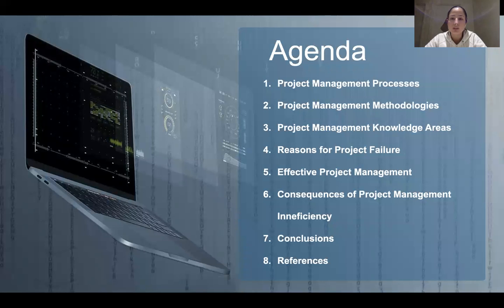So the agenda for today is to talk about project management processes, project management methodologies, project management knowledge areas, the reasons for project failure, effective project management, consequences of project management inefficiency, conclusions, and finally the references.